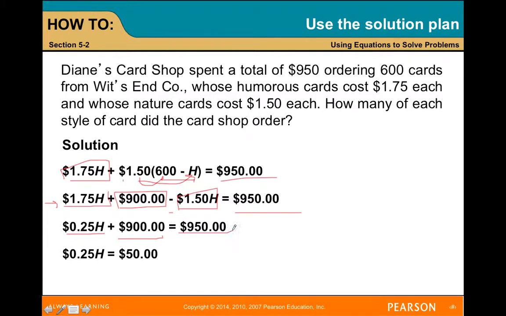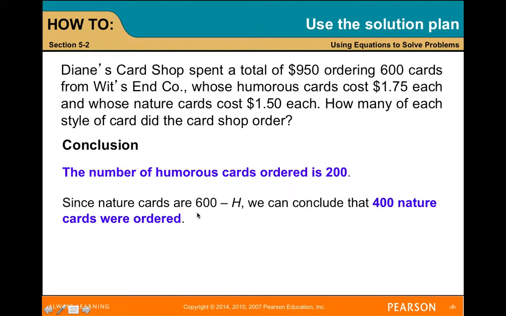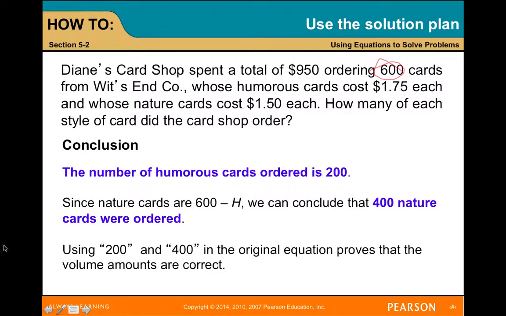So now we're getting closer. 25 cents times H equals $50. And if you multiply 25 cents times 200, you get 50. So your answer is H. So the conclusion is that the number of humorous cards ordered was 200. Since nature cards are 600 minus humorous cards, we can conclude that 400 nature cards were ordered, because we know from the problem that there were 600 cards ordered. Using 200 and 400 in the original equation proves that the volume of the amounts are correct.